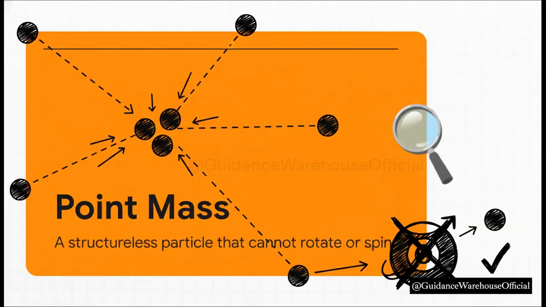Now, to keep the math from turning into a total nightmare right out of the gate, we use a neat little trick called a point mass. This is just a perfectly structureless particle that literally cannot rotate or spin. We're deliberately ignoring the crazy stuff like the backspin on a cue ball so we can zero in on just the pure linear direction of the scatter.